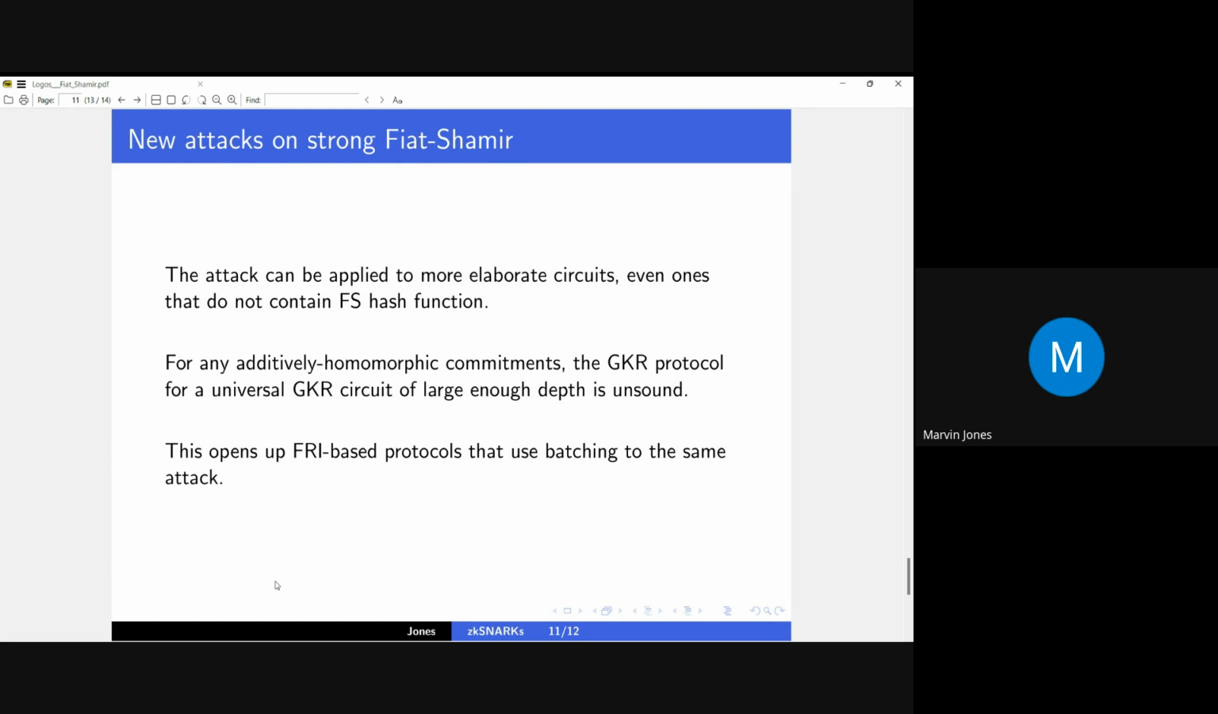Let me phrase it this way: the Fiat-Shamir transformation is usually referred to as a heuristic because it's not really proven. Because if your hash function's bad, then it can be vulnerable and stuff like that. So, what this indicates is that there are instances where the heuristic fails.